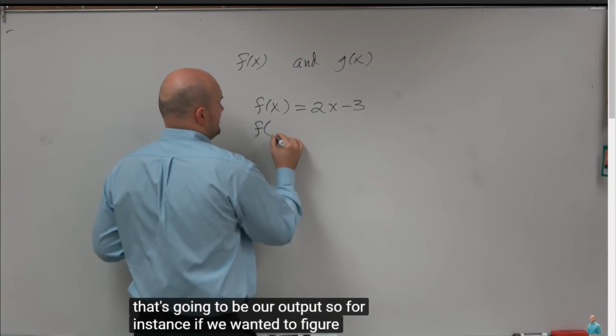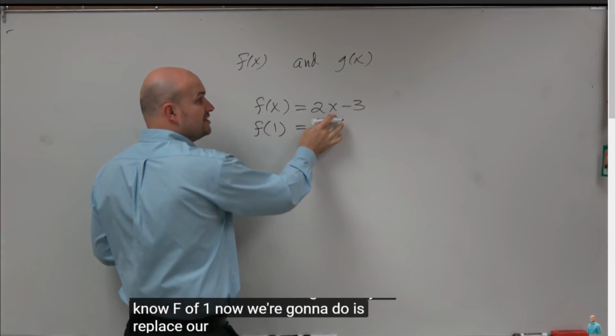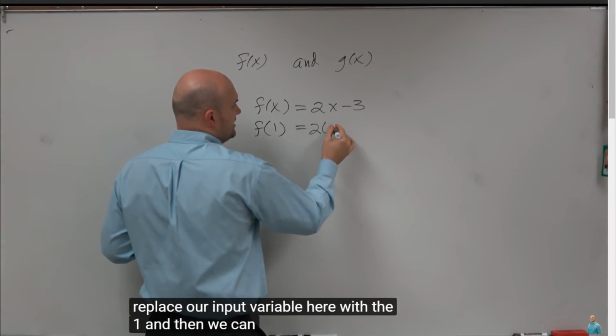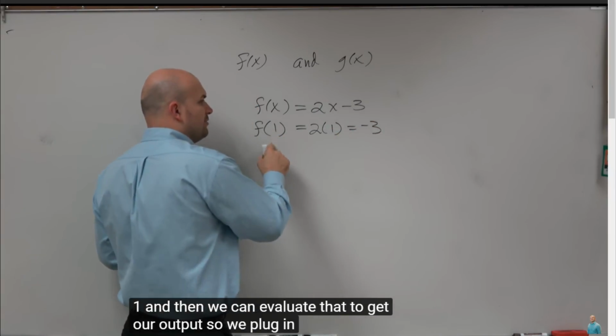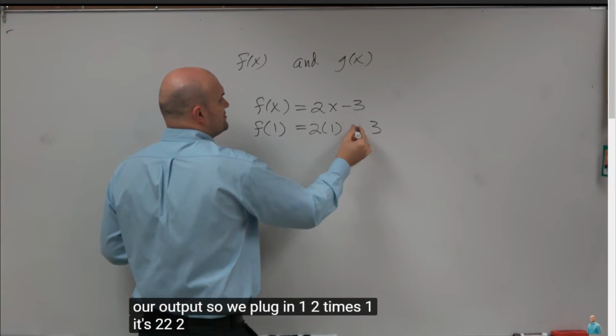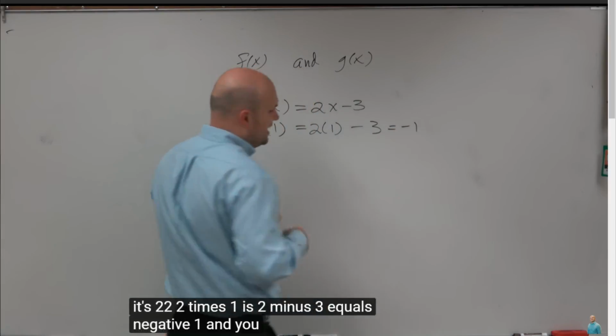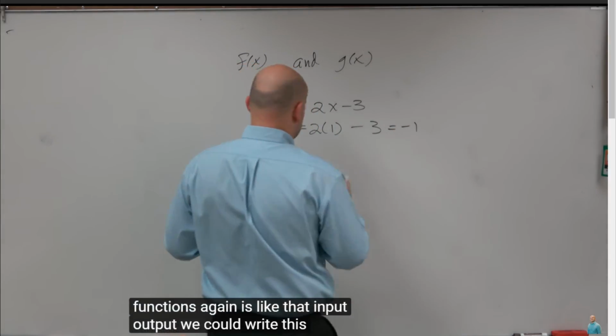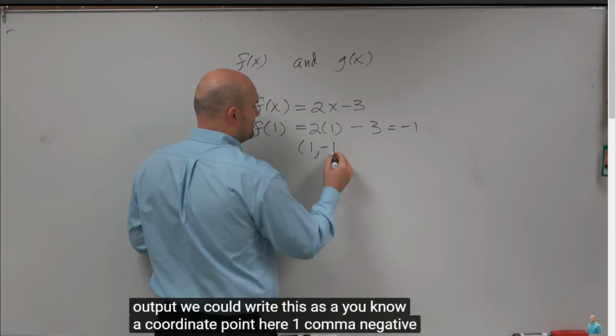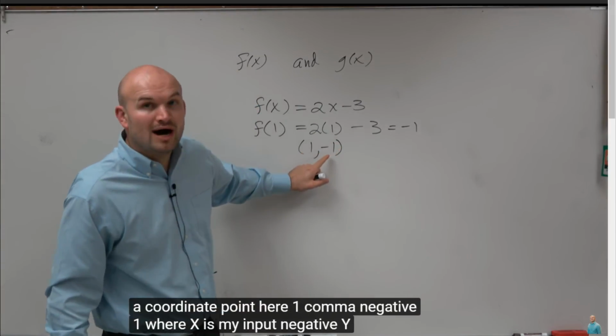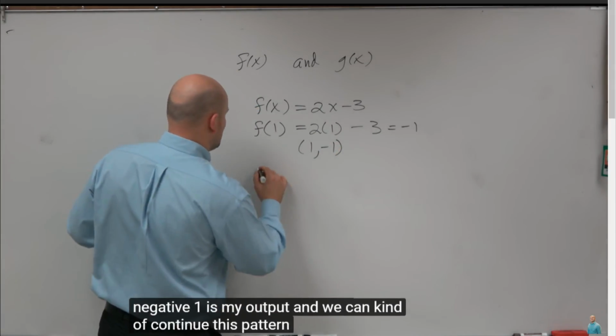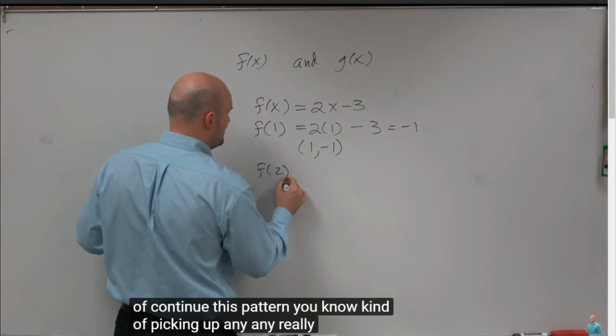So for instance, if we wanted to figure out f of 1, what we're going to do is replace our input variable here with the 1, and then we can evaluate that to get our output. So we plug in 1, 2 times 1 is 2, minus 3 equals -1. And you can think of functions, again, as input-output. We can write this as a coordinate point here, 1 comma -1, where 1 is my input, -1 is my output. And we can continue this pattern, picking up any numbers that we want.